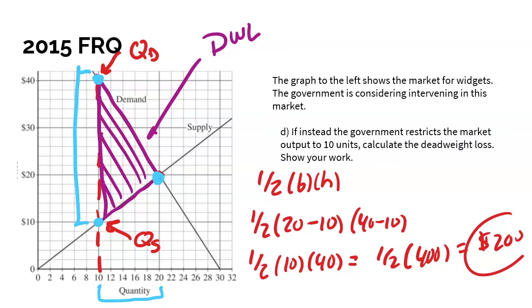Did I do that right? 10 minus, sorry, this should be 30. So 10 times 30, which is 300, which should get us to 150, right? This is what I get when I try to rush through my math here. So 40 minus 10 is 30, 20 minus 10 is 10. So 10 times 30 is 300. 300 times 1/2 gets us to $150. So our deadweight loss is a total of $150.